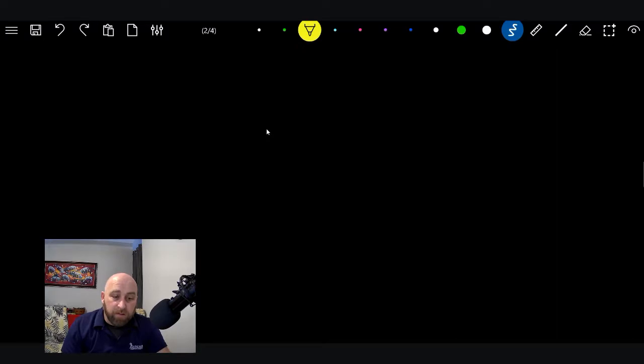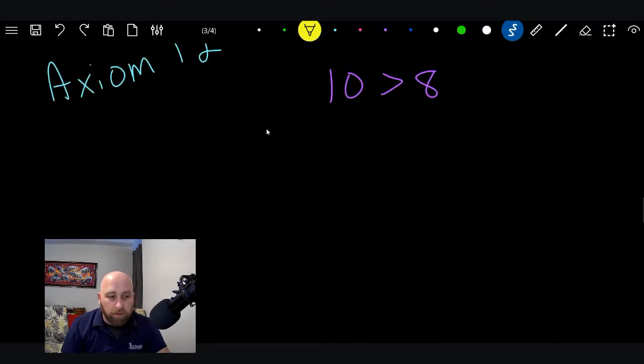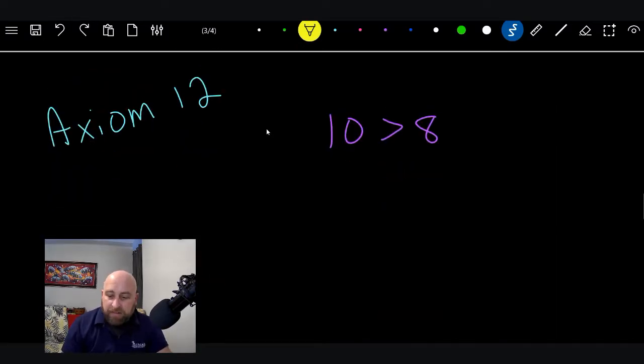In this case, we used 4. All right, axiom number 12. Axiom number 12 says, if unequals are added to unequals of the same order, the sums are unequal in the same order. So let's start off with our 8 and our 10.